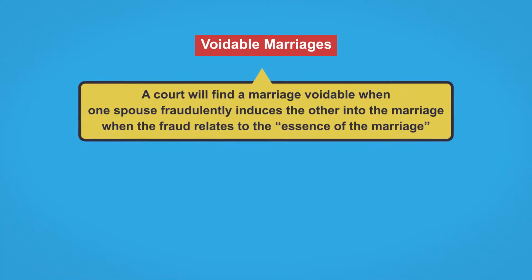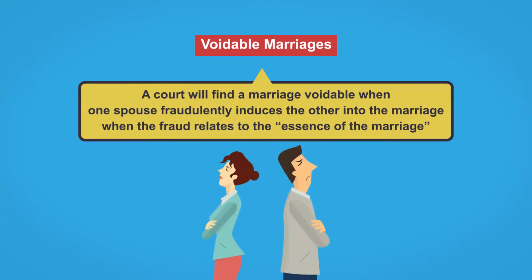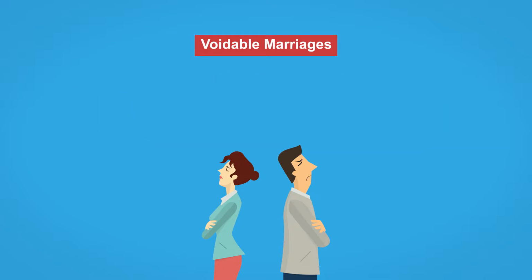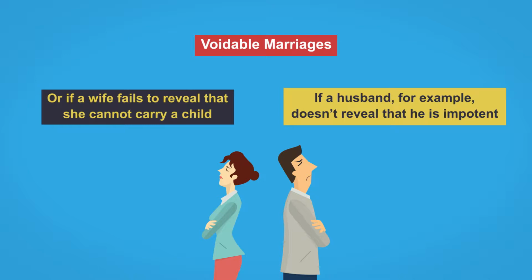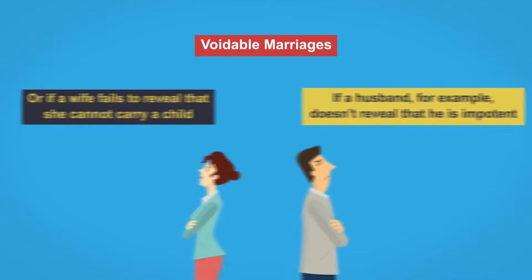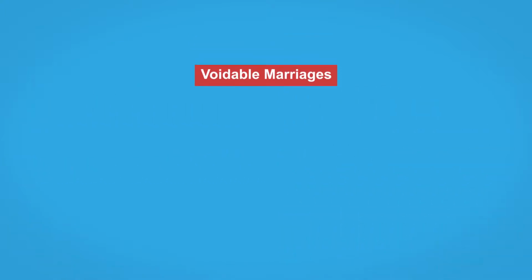Finally, a court will find a marriage voidable when one spouse fraudulently induces the other into the marriage, when the fraud relates to the essence of the marriage. The essence of the marriage can relate to children or the ability to have children, or lack thereof. If a husband, for example, doesn't reveal that he is impotent, or if a wife fails to reveal that she cannot carry a child prior to the start of the marriage, that could be sufficient to warrant a finding of voidability due to fraud.